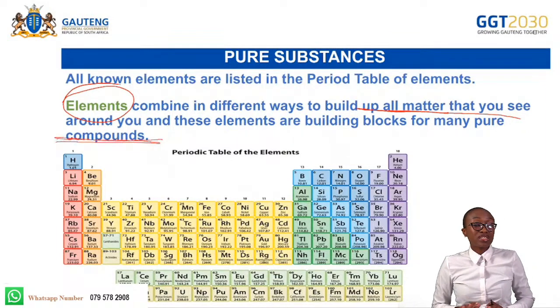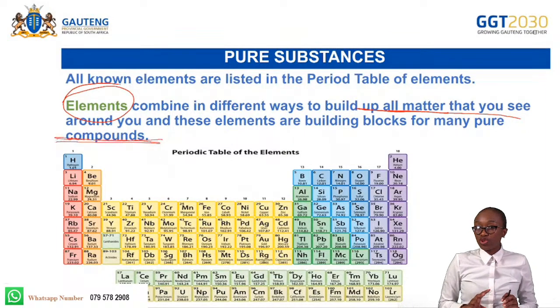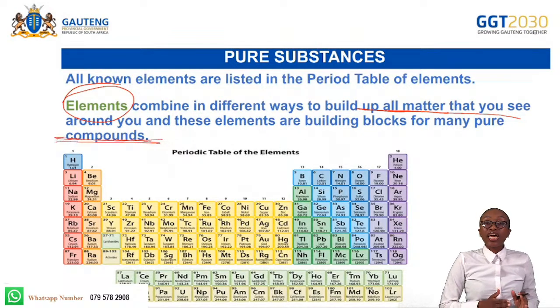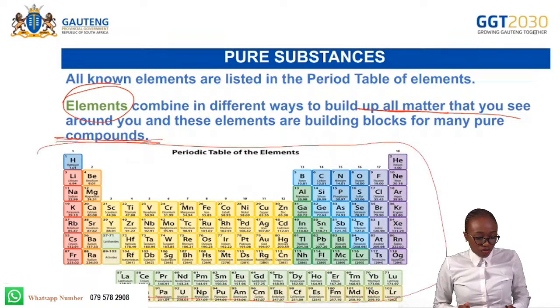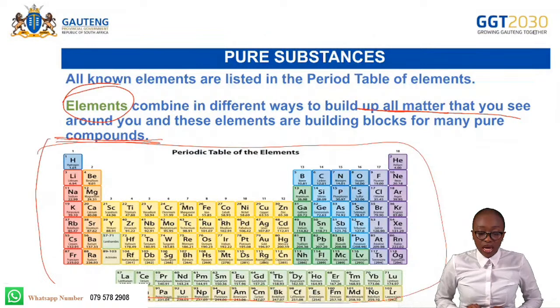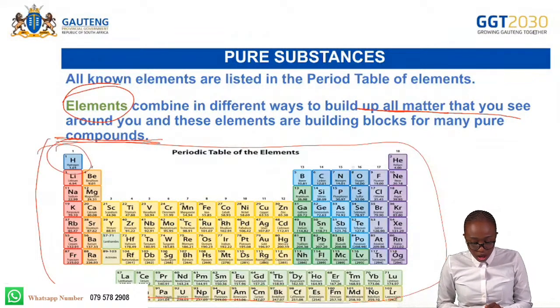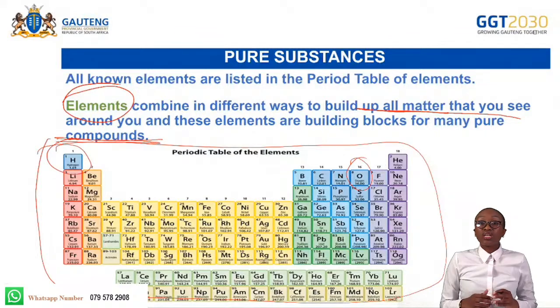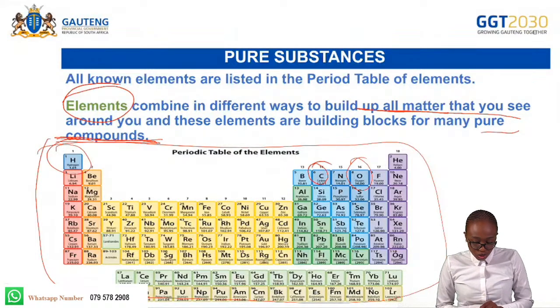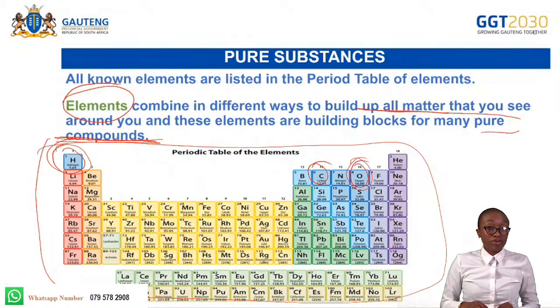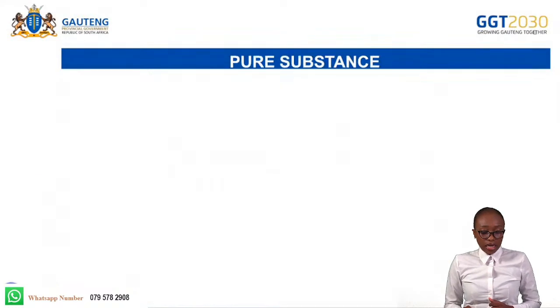Remember, we said pure substances can be classified into two. Either a pure substance can be an element or it can be a compound. And all these elements, where do we find them? We find them on the periodic table. So we can have hydrogen combining with oxygen to give us a new compound, which is a pure substance. We can have carbon also combining with hydrogen and oxygen to give us a pure substance, and that pure substance is called a compound.